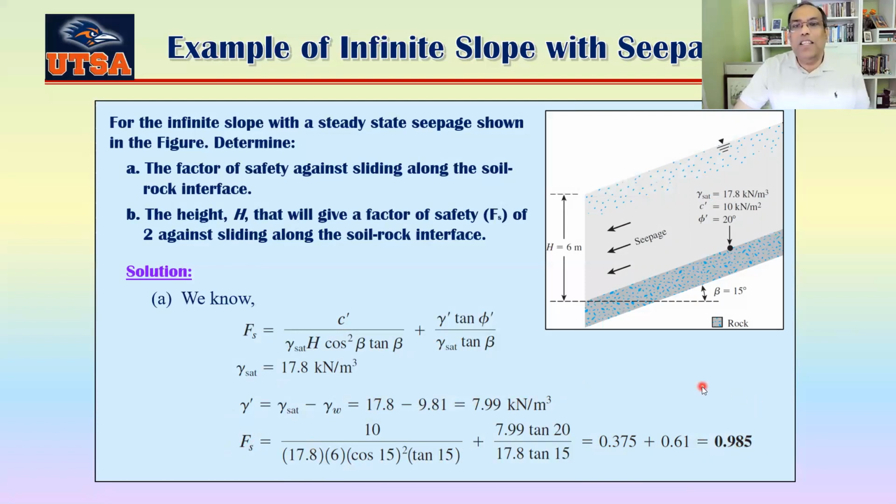So what does it mean when the factor of safety is 0.985 or 0.99? This means it is a little bit less than 1. So the situation here looks very unstable. Anytime this one can just slide, or it may have already slid. Okay, that's the first thing. Now this one is asking what would be the height if you want a factor of safety of 2. So we can use the same equation here. I can just set the factor of safety equal to 2 and find out what the H would be here.